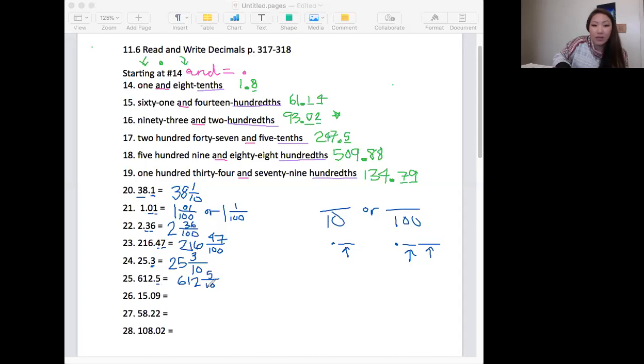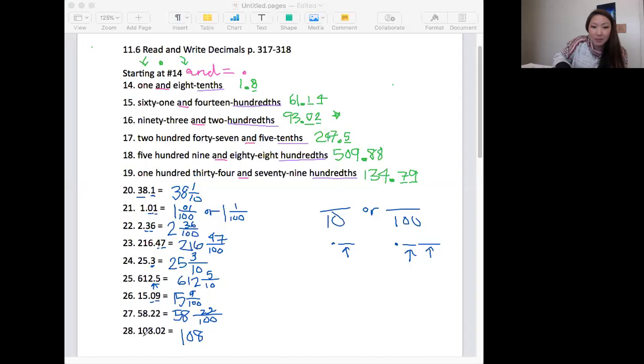So 612 and 5/10. So remember, whenever we get to this decimal, we say and. And whenever we get to our fraction, we say and. Okay, so this one reads 15 9/100ths because we have 2 place values, and that helps us write it. So we have 15 9/100ths. Okay, because we have 2 place values. Number 27, 58 22/100ths. So 58 22/100ths. And our last one is 108.